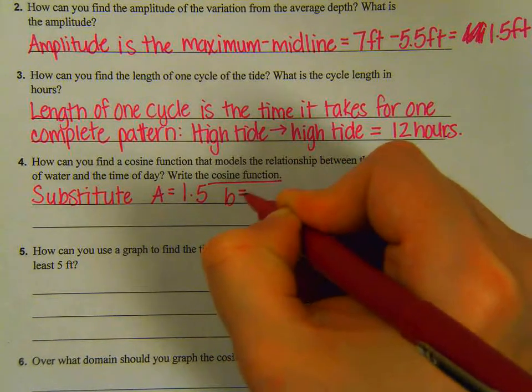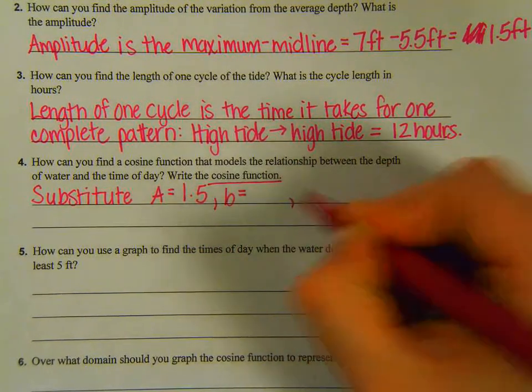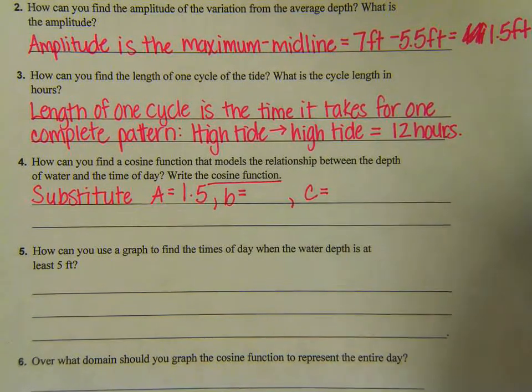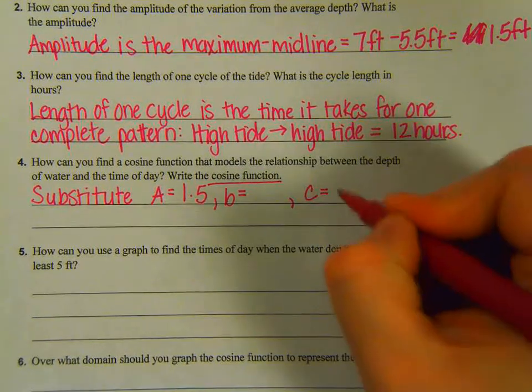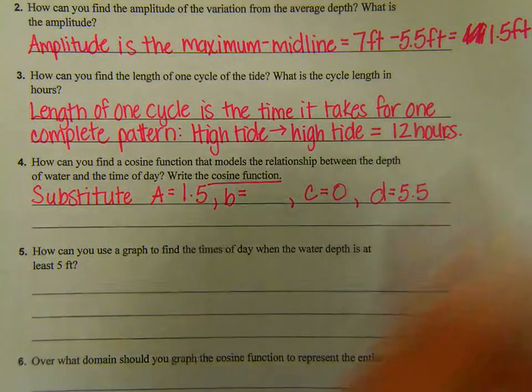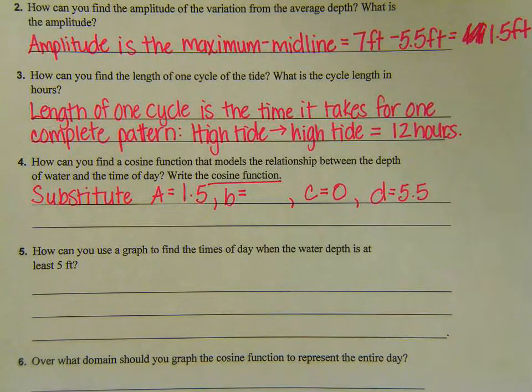B, we don't know yet, so we got to solve for that. C, is there a phase shift? Did it say anything about moving left or right? No, so C is going to be 0. And then what was the D value? So the only one we're missing right now is the B value.